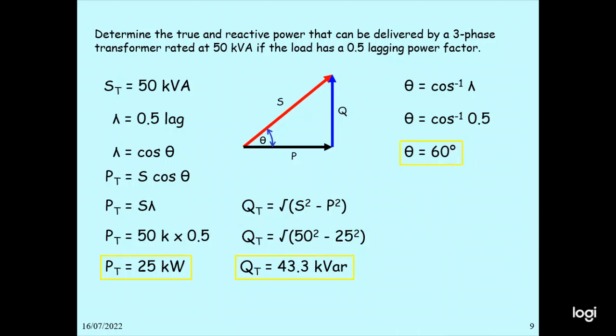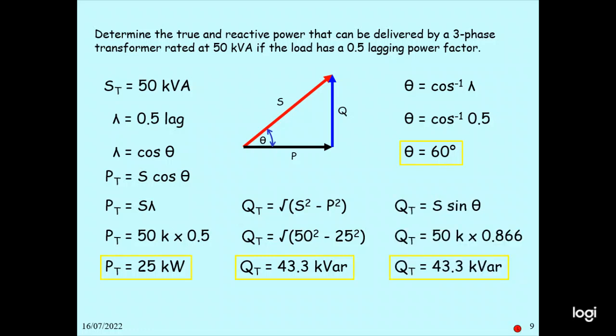So in this case, theta equal to cos inverse lambda, so cos inverse 0.5, you get 60 degree. Then Q equal to S sin theta, so 50 multiplied by 0.866, you get 43.3 kVAr.